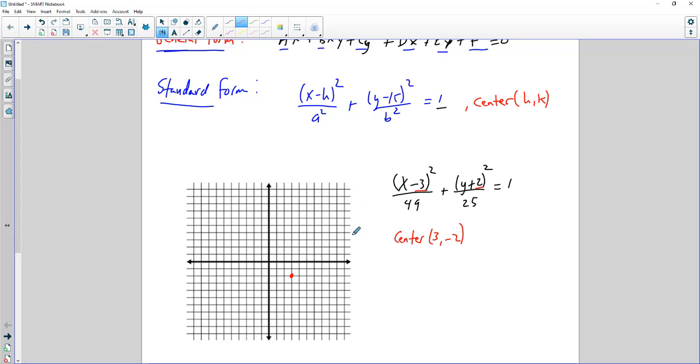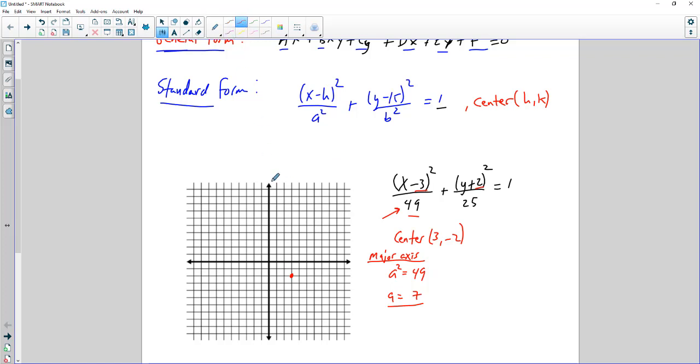Okay? And what we're going to do is find the bigger of these two numbers on the bottom, and it's going to be this one. That's my a squared. That's going to equal 49. So the square root, a, will be 7. So this is going to define my major axis. The longer of the two is the bigger number right here. So my major axis is going to be defined by a, which is 7.